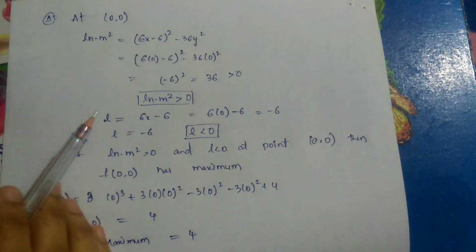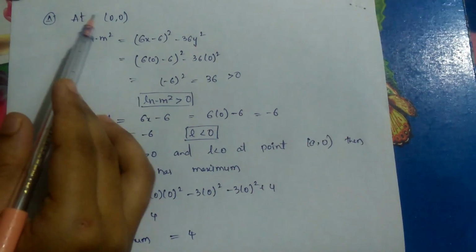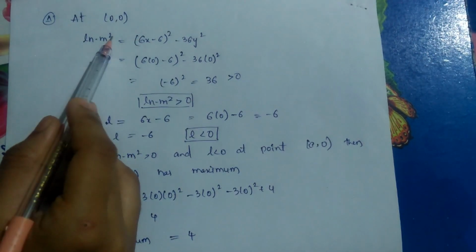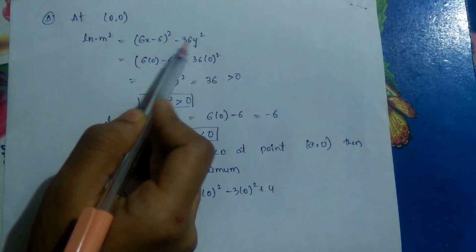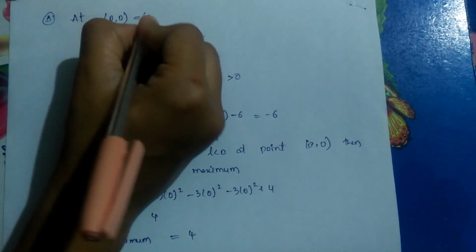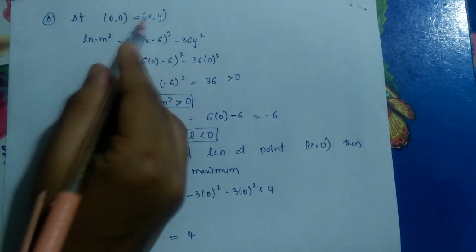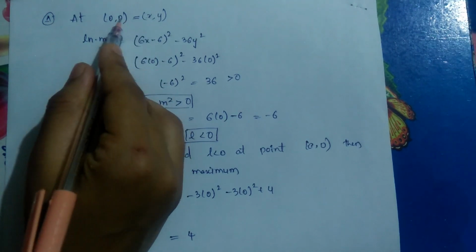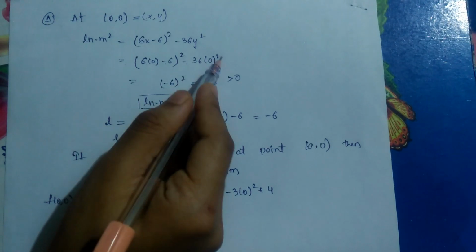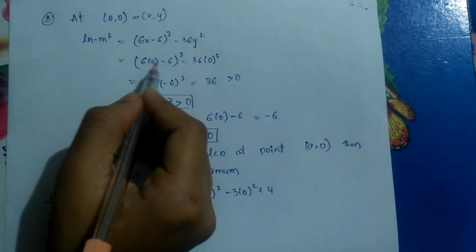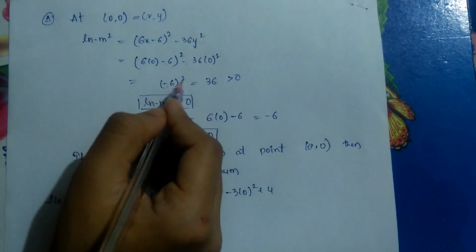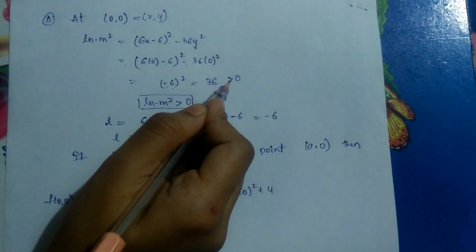So at first we are taking the first stationary point, that is (0, 0). At the point (0, 0), ln minus m square, that is (6x minus 6) whole square minus 36y square. Now substitute this. This is nothing but the point (x, y). In the place of x substitute 0, and in the place of y also substitute 0. So that is (6 of 0 minus 6) whole square minus 36 into 0 square. 0 minus 6 whole square, minus 6 whole square is 36, which is greater than 0.